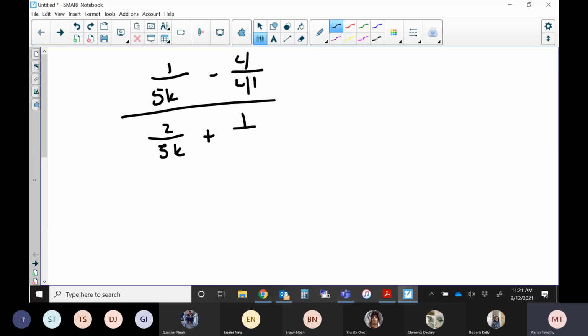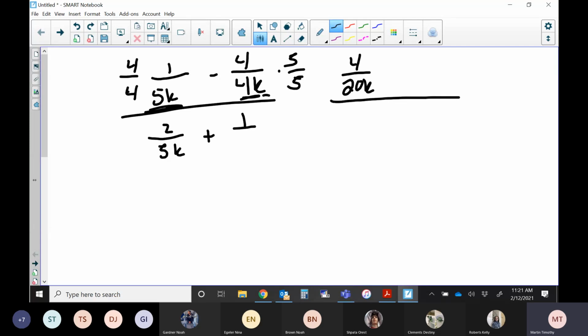How in the world do I make these guys become the same denominator? Well, they both have a k, which is cool, so I don't need any k's. If this was k squared and this is only k, then you would need an extra k, but it's not. It's just k and k. So then I go, okay, how do I make 5 and 4? What number can I make them both become? And the answer is 20. So I have to times this bottom by 4, but that means I have to times this top by 4. Over here I times this bottom by 5, so I have to times the top by 5. And what I end up with is 4 over 20k, minus 20 over 20k.